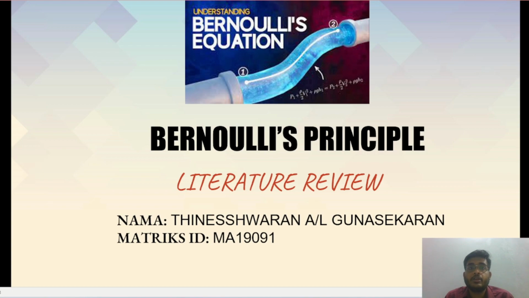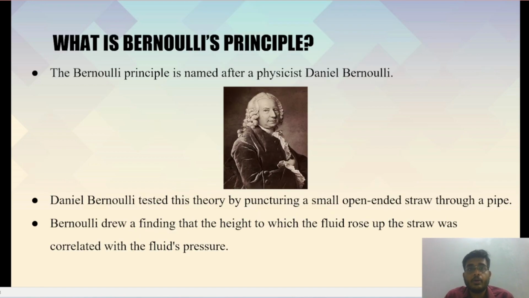So now I'll continue with the literature review of the Bernoulli principle experiment. Basically, Bernoulli principle is named after a scientist known as Daniel Bernoulli, who derived the Bernoulli principle and its equation. Daniel Bernoulli tested this theory by puncturing a small open-ended straw through a pipe. Through this outcome he found that the height to which the fluid rose up the straw was correlated to the fluid's pressure. So he related that velocity and pressure had a relation.